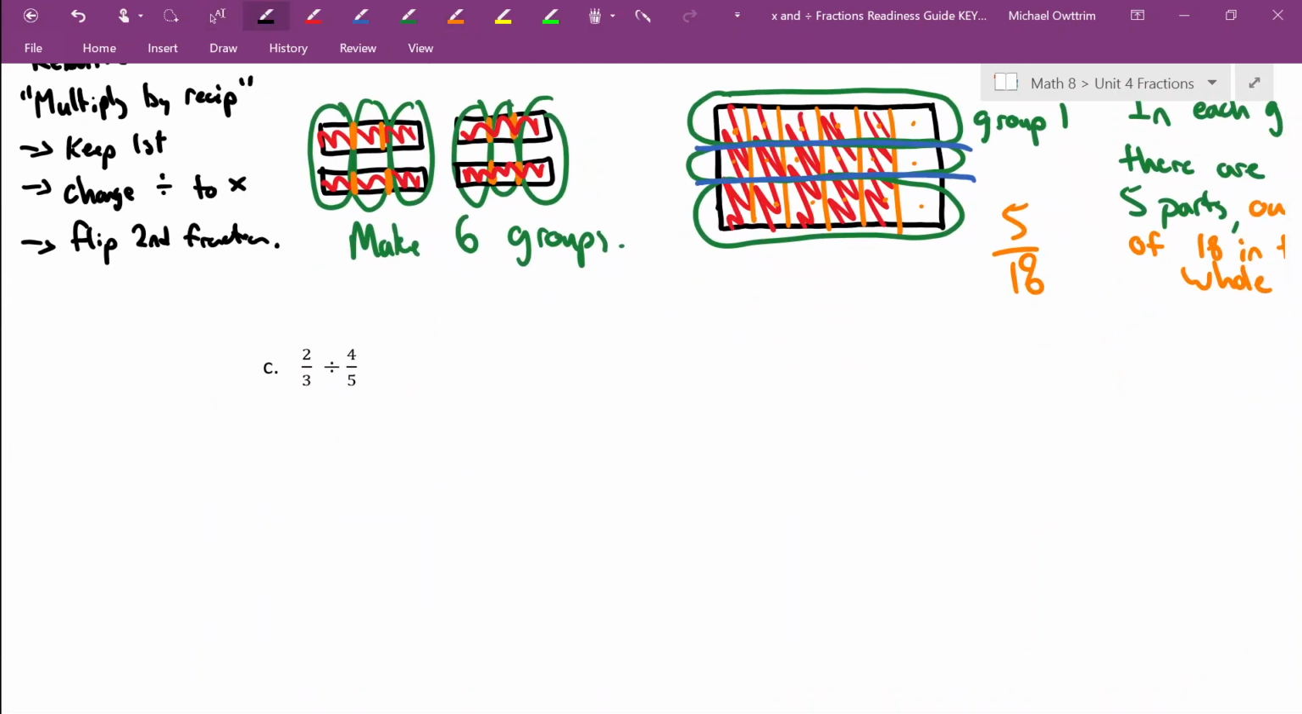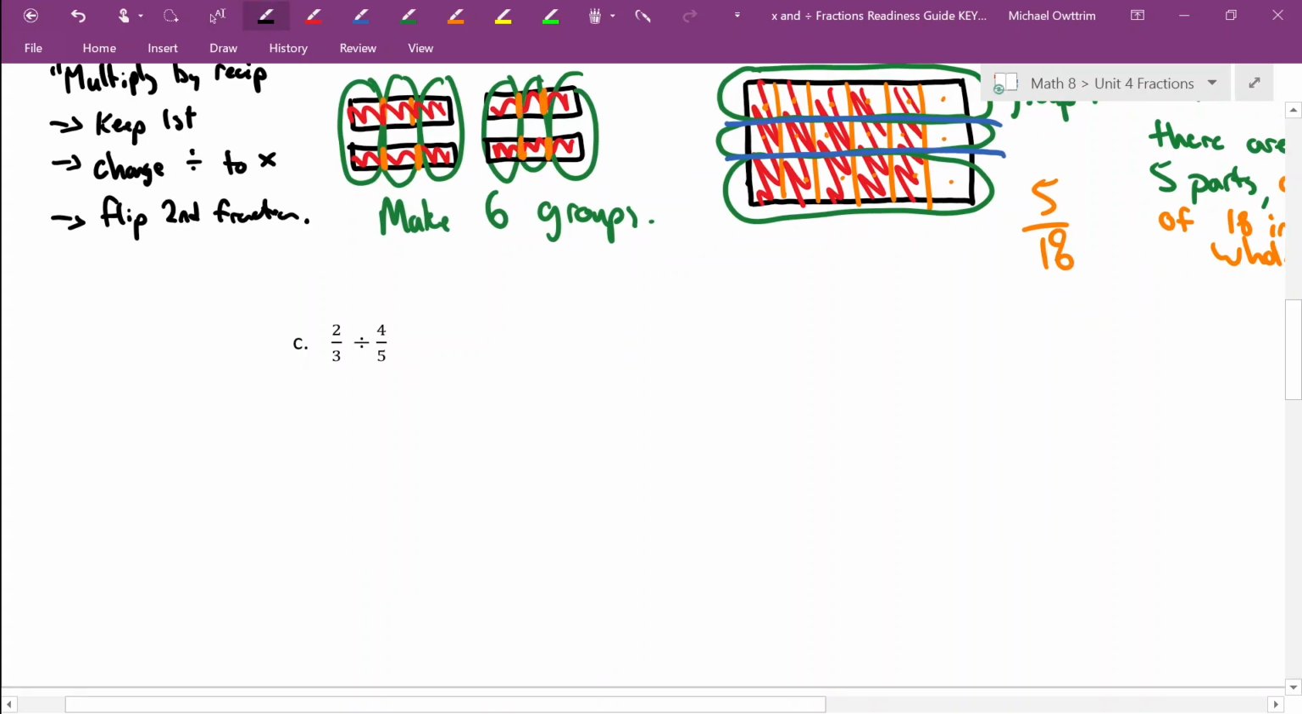Finish up here, our symbolic work's pretty easy for this question. I'll just actually write it underneath here. So we're going to keep our first fraction. We're going to change divide to multiply. We're going to flip our second fraction. And we are going to multiply those. 2 times 5 is 10 on top. 3 times 4 is 12 on the bottom. Simplify. Gives us 5 over 6 as our answer. Get our equal signs in here.